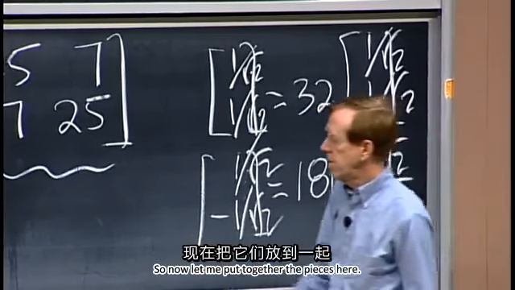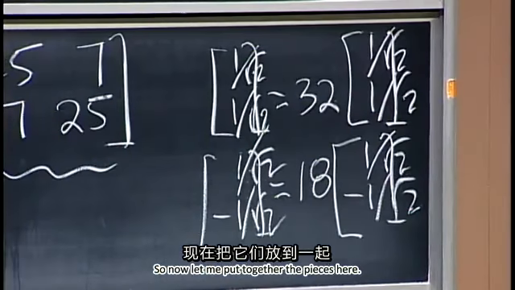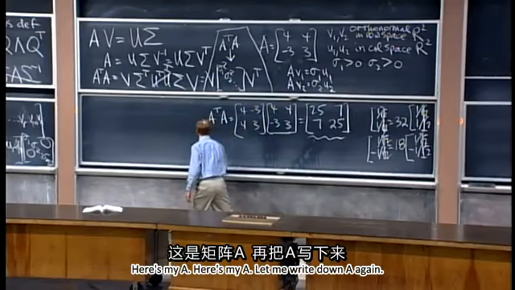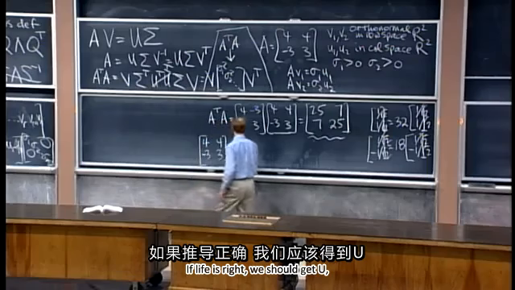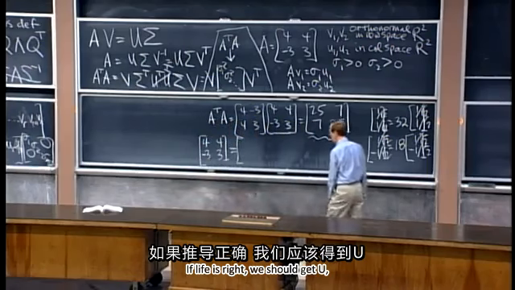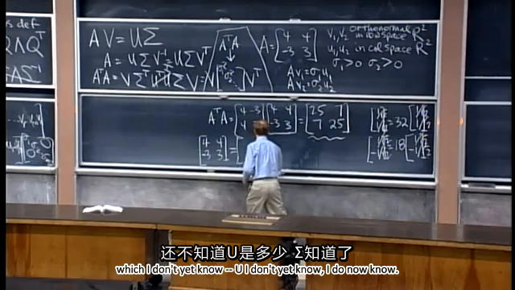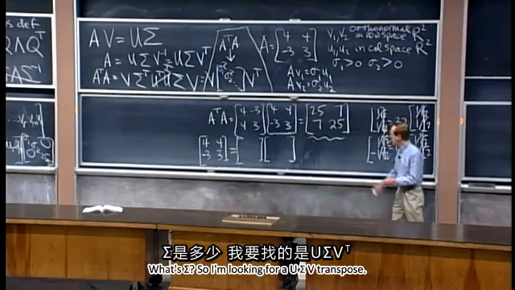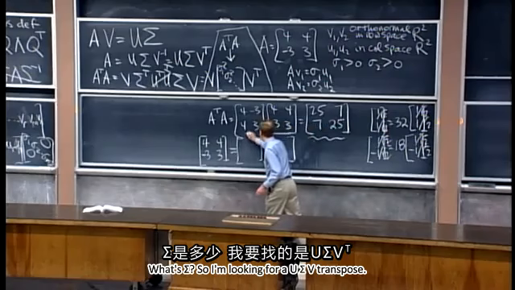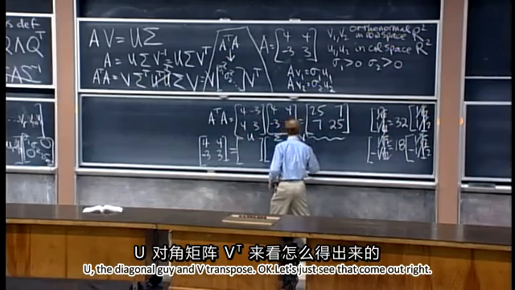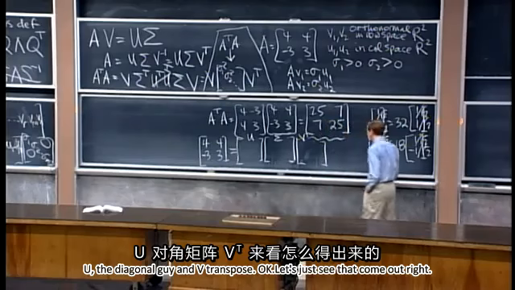Here are the V's. So now let me put together the pieces here. Here's my A. Let me write down A again. If life is right, we should get U, which I don't yet know. Sigma, I do now know. So I'm looking for U sigma V transpose. U, the diagonal guy, and V transpose. Okay, let's just see that come out right.